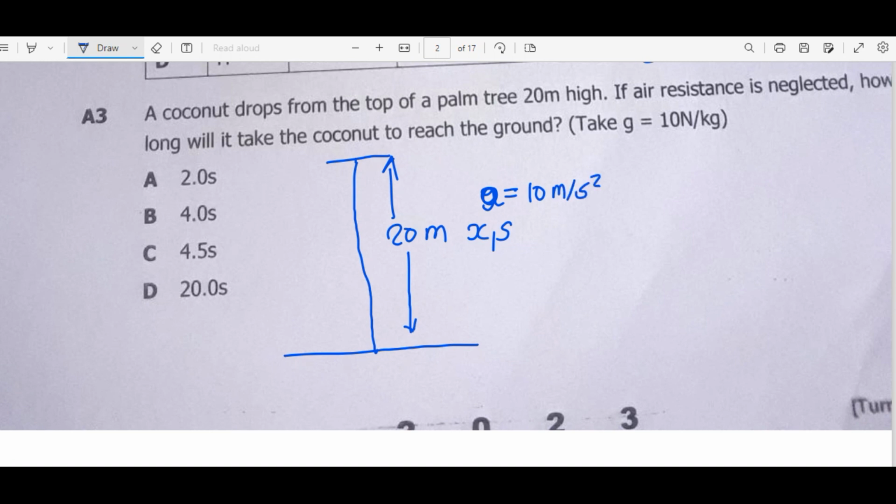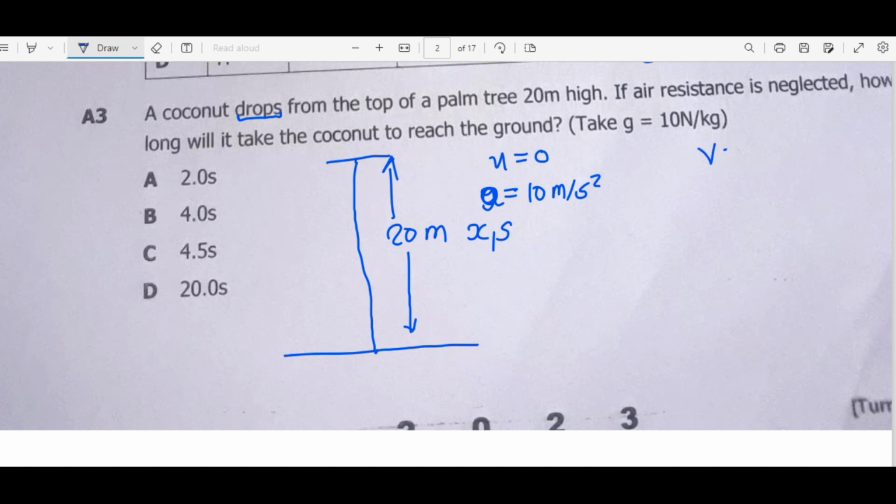What else do we have? We also have the initial velocity. Where are we getting the initial velocity? From the word drops. Whenever we have drops, the initial velocity is what? 0. Then we need to apply the 4 equations of motion. From there, we'll look at the one that is applicable.